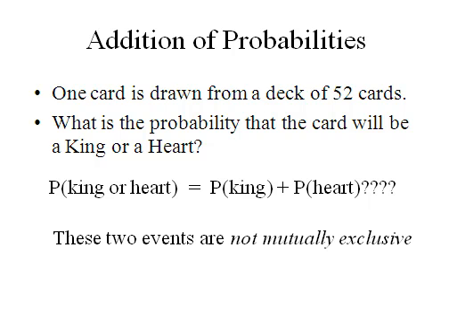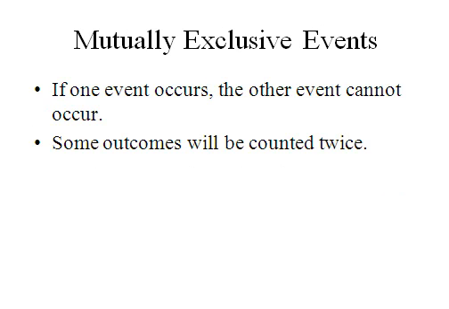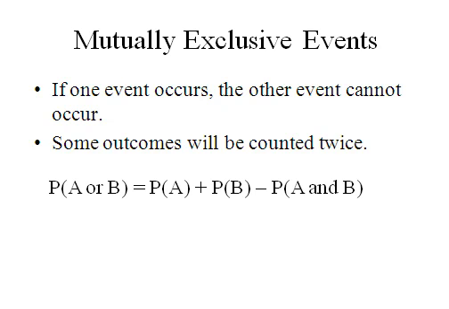However, this is problematic because these two events are not considered mutually exclusive events. A mutually exclusive event means that if one event occurs, the other event cannot occur. And it also means that some outcomes will be counted twice. See, there are 4 kings, but one of those kings is also a heart. And so when this event occurs, we need to subtract out those outcomes that will be counted twice.